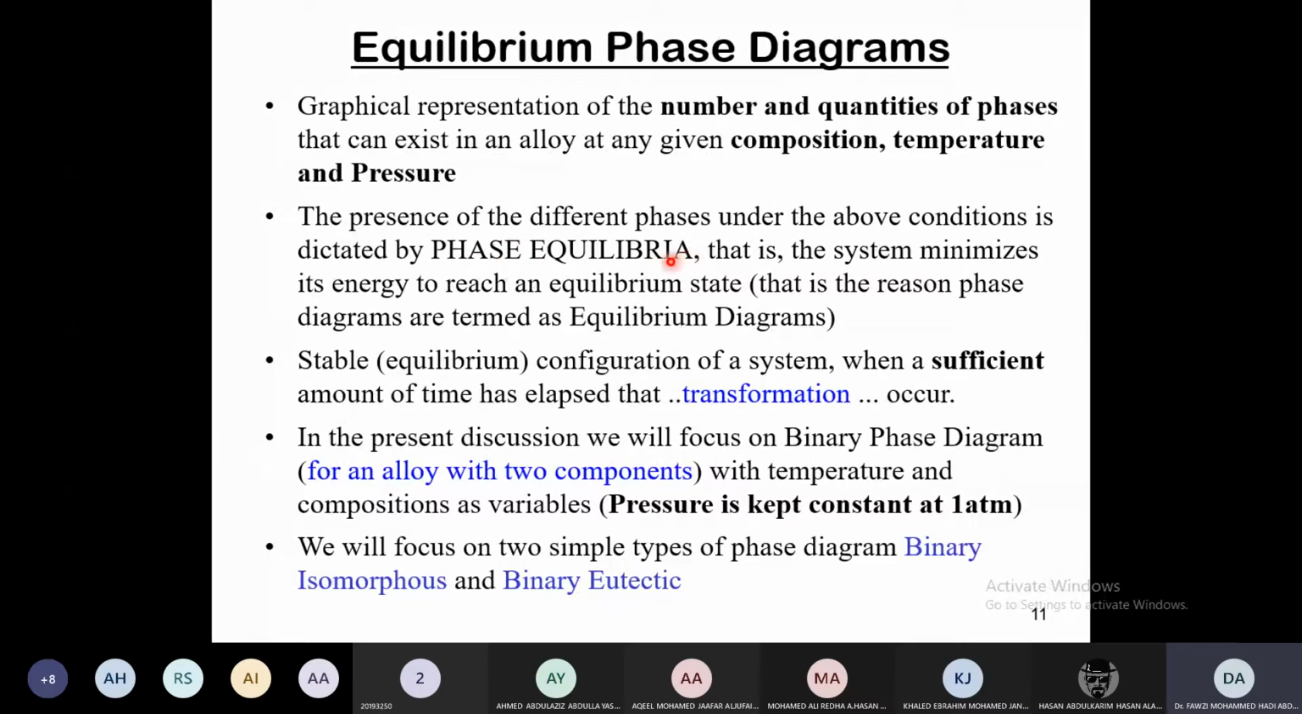Otherwise, the phases which you will be getting will not be at their lowest energy level, and that's why they will not be stable. Why? Because if you leave them, or you introduce any stimulation, they are going to change. Because material will always tend to go to its lowest energy level, and these are not stable, and they will go to other stable configurations then. So this is why we call it equilibrium phase diagram.